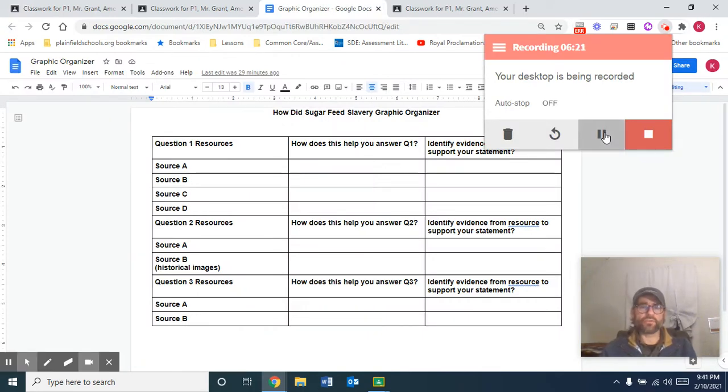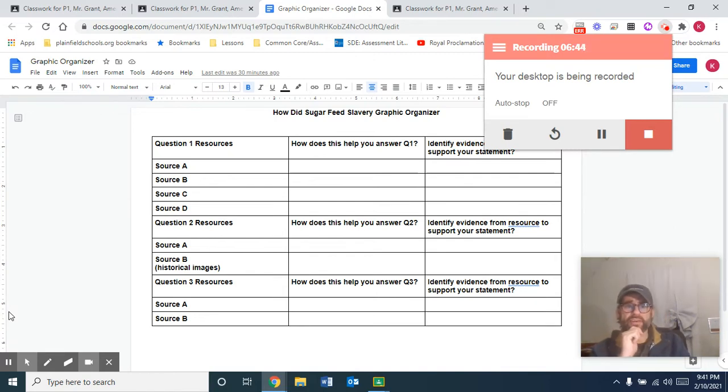Okay, what we have here is a graphic organizer I created for the activity, and it's broken into three sections. You have section one for question one, which is providing a space for you to write in your findings for source A, B, C, and D. The boxes will expand as you type.